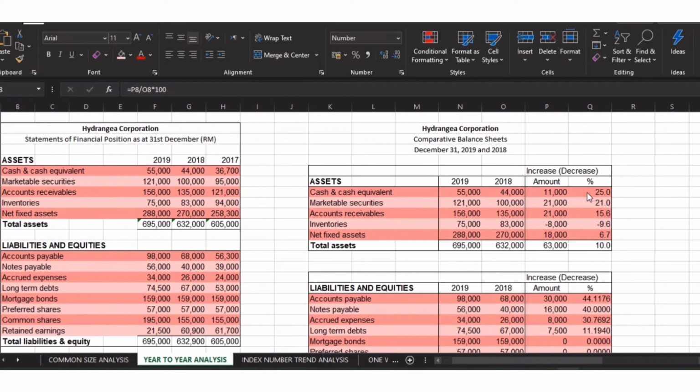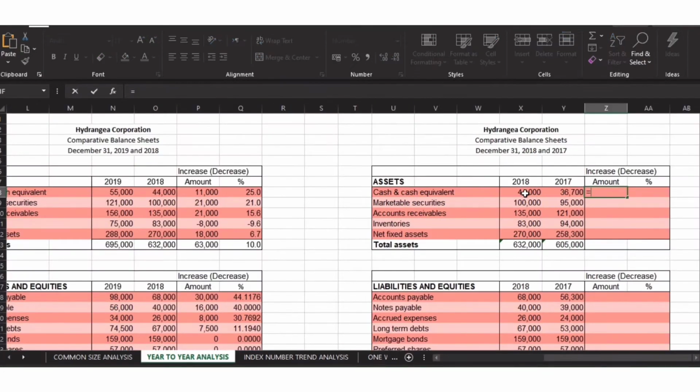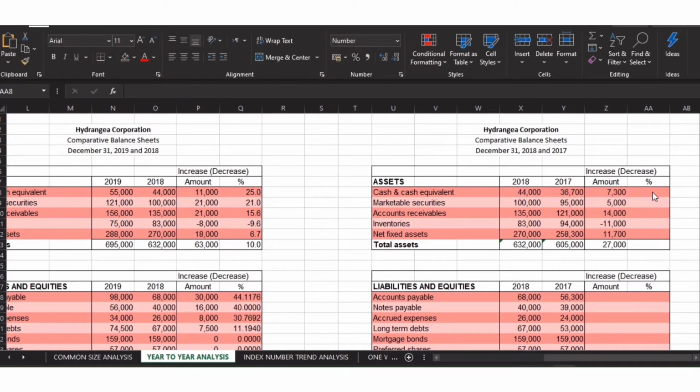In this case, we can see that the marketable securities and accounts receivable had significant growth in 2019, which results in 21.0% for marketable securities and 15.6%. Equal 2018, the current year amount, minus 2017, which is the base year. So we just calculate the percentage change. The amount calculated here, divide by 2017, multiply by 100. So we will get 19.89%. You will get your answer.